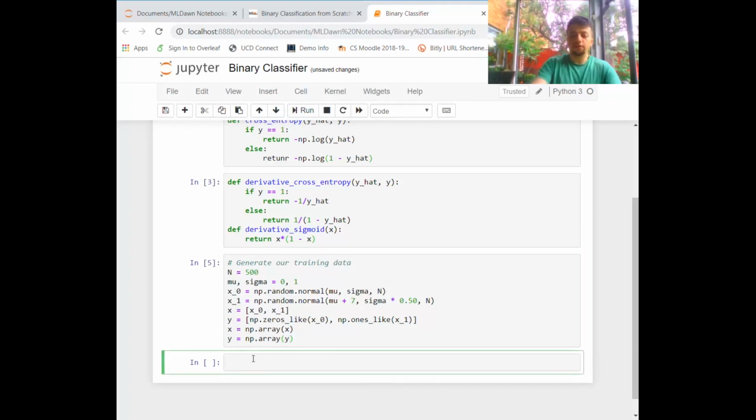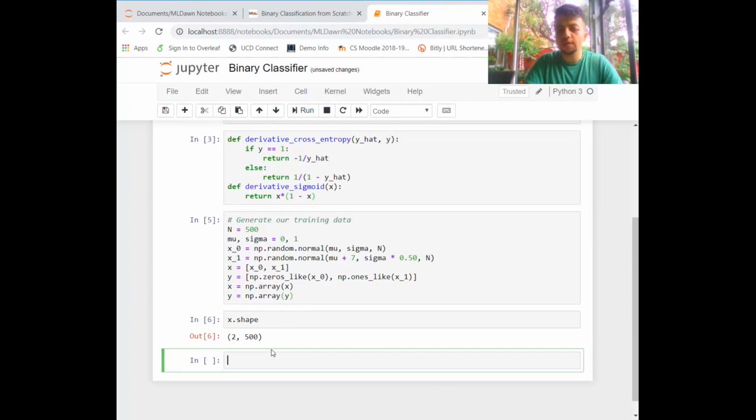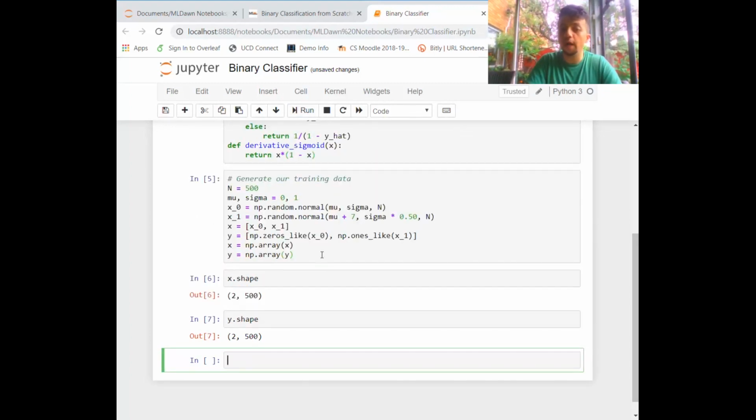Now, if you look at it, if I want to see the dimensions, x.shape, I believe is the command. And if I run it, yeah. So x.shape is 2 by 500, right? And y.shape, which is your ground truth, is again 2 by 500, right?